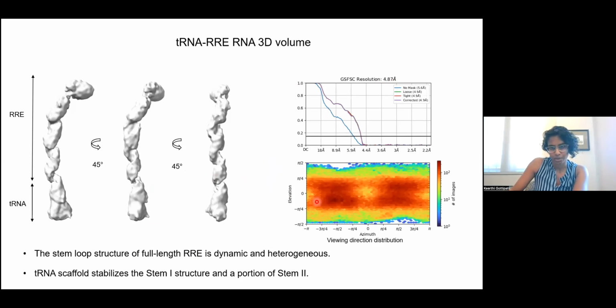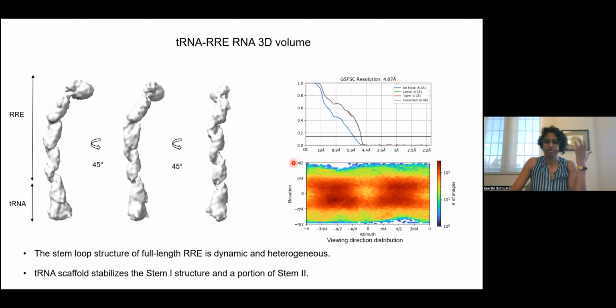This kind of shows you the distribution of the views we have for this map. We definitely seem to have a preferred orientation issue, and then the map looks pretty clean. We also see the tRNA end of it and the RRE end. We mostly see that the tRNA scaffold stabilizes the stem 1 of the RRE, and we see a little portion of the rest of the stem loop structure.